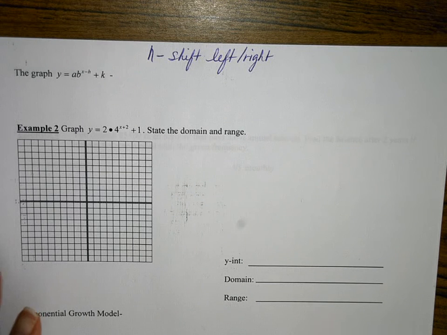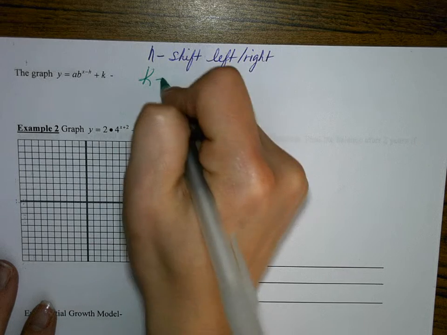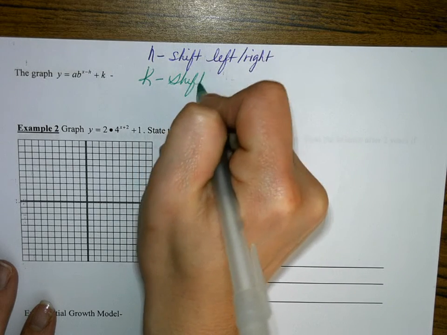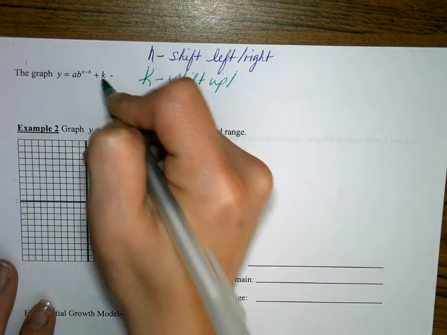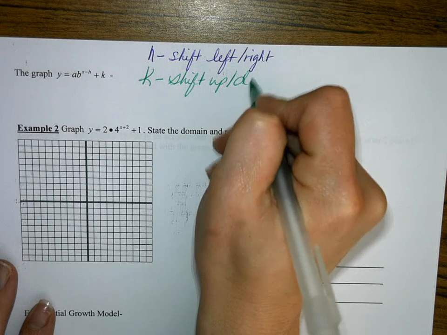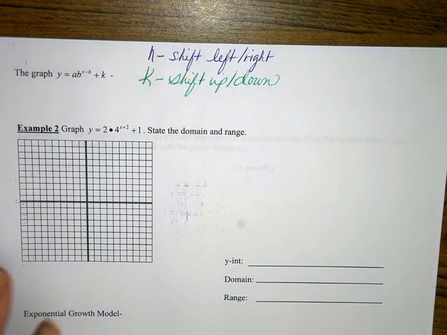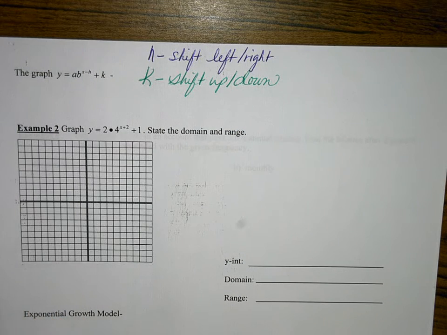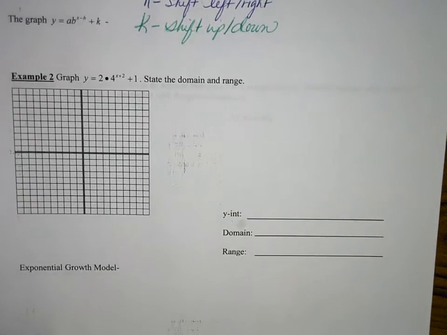All right. What does the k do, Heather? Beautiful. It is a shift up or down. Notice it is still positive k, so it is exactly as it looks. Math is about patterns, identifying those patterns. All right, so let's take a look here at example 2.